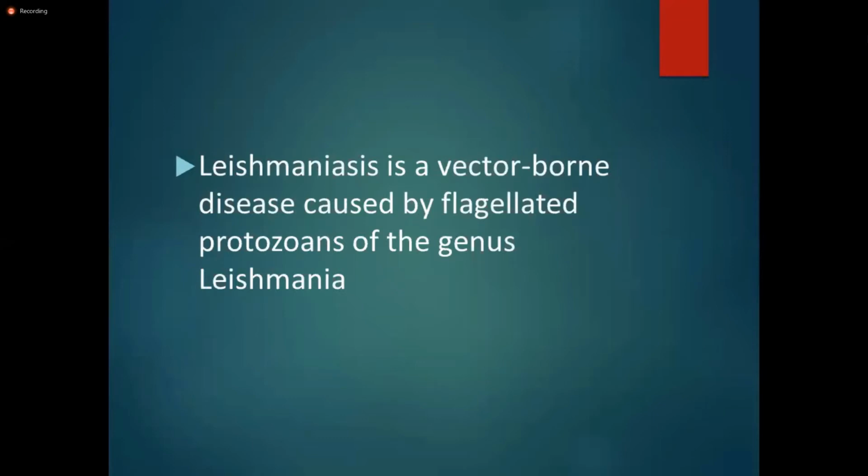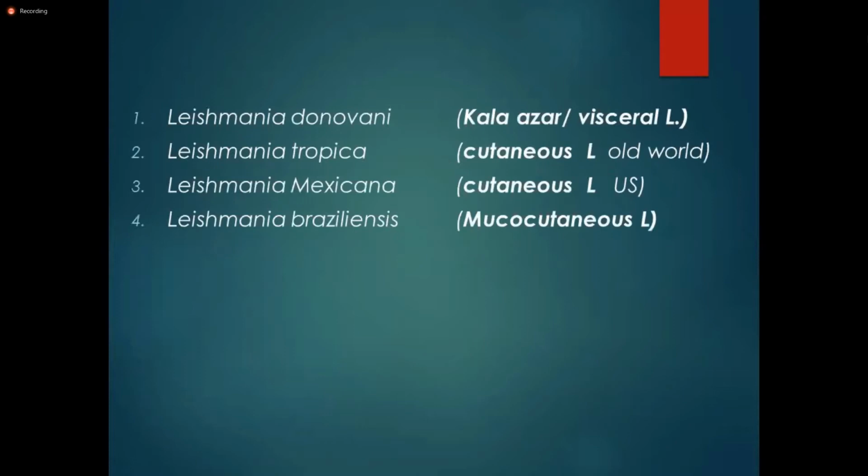First of all, Leishmaniasis. It is a vector-borne disease caused by a flagellated protozoan of the genus Leishmania. This was the definition. Now there are 4 types of Leishmaniasis.